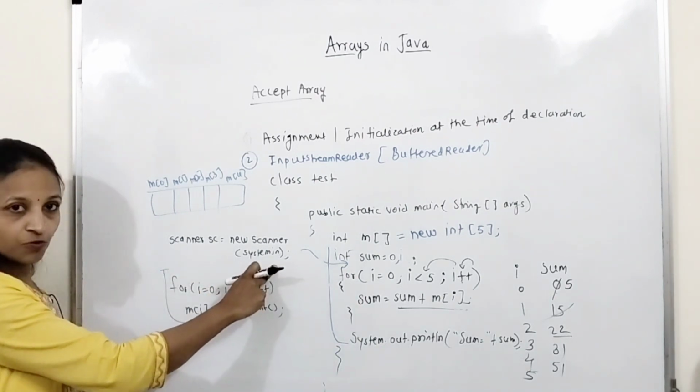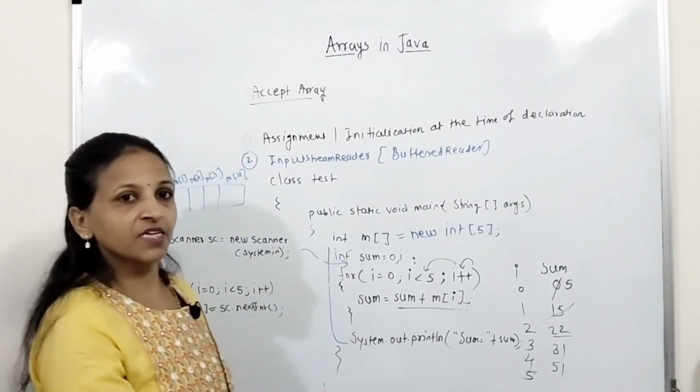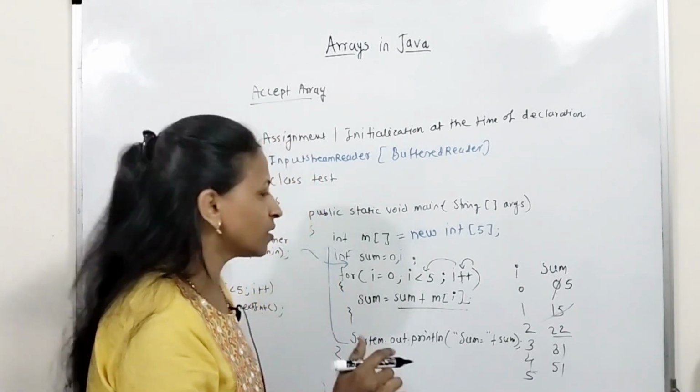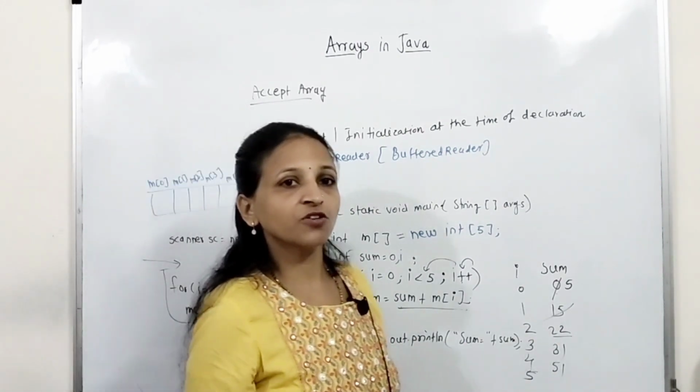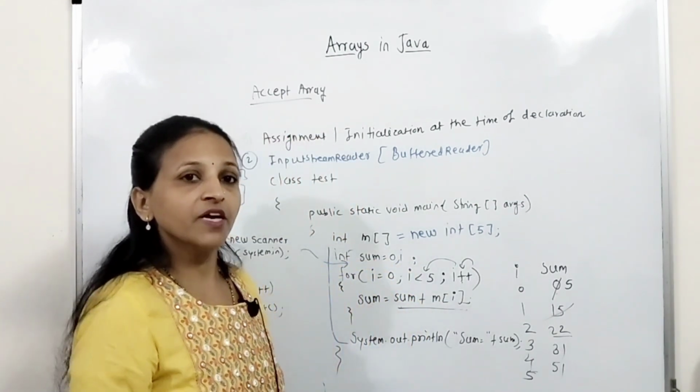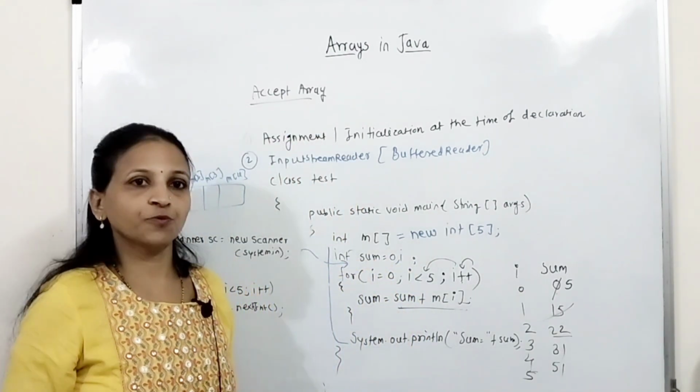Here you have to give that message like System.out.println, enter the 5 numbers. That is compulsory, because the user will give input only if there is a proper message on the output screen.